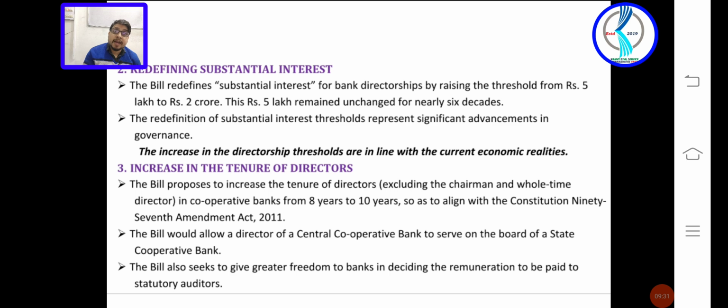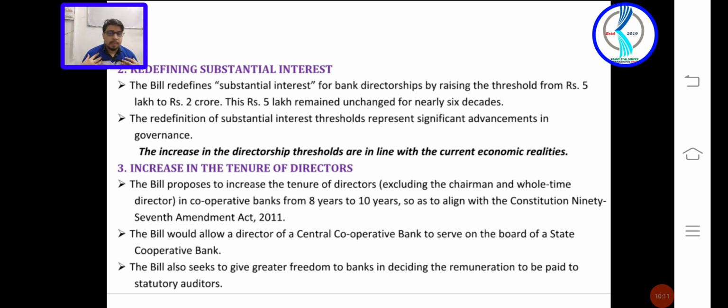Second one, very important: redefining the concept of substantial interest. What is the meaning of substantial interest? It means interest of a much bigger degree. Let's say a director or managing director. Previously there was a concept that if a director holds 5 lakh shares, a simple example, if a person holds 5 lakh rupees in a bank, he will not become director. Holding 5 lakh is not a big amount.